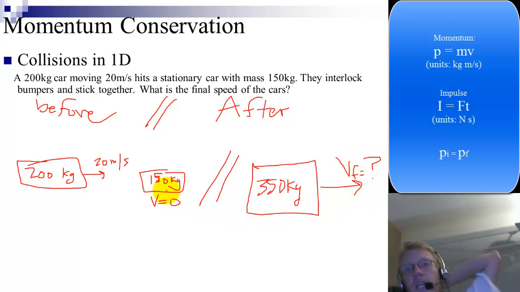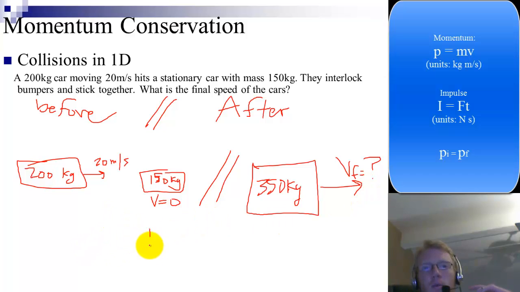So by writing it out like this, by drawing out your before and after, you label each object that's moving and how fast it's going, each object at rest, and maybe write V equals zero next to it. And then at the end, you label all your objects with their new masses, if their masses change because they stuck together or maybe they split apart. And then you label unknown velocities. Whatever you have, you label. Whatever you don't have, you label as a question mark.